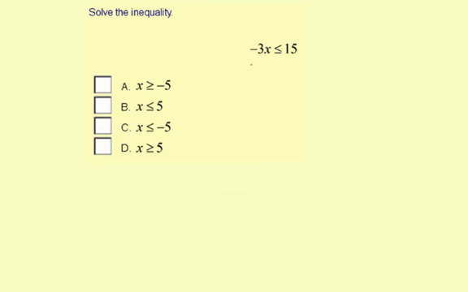Solve the inequality. Negative 3 times x is less than or equal to 15. So since this is a multiplication situation, I'm going to divide both sides by negative 3. So negative 3 times x and then divided by negative 3, those cancel. X is less than or equal to negative 5.